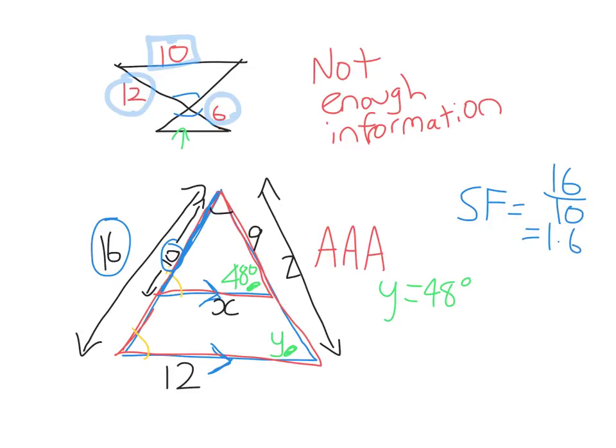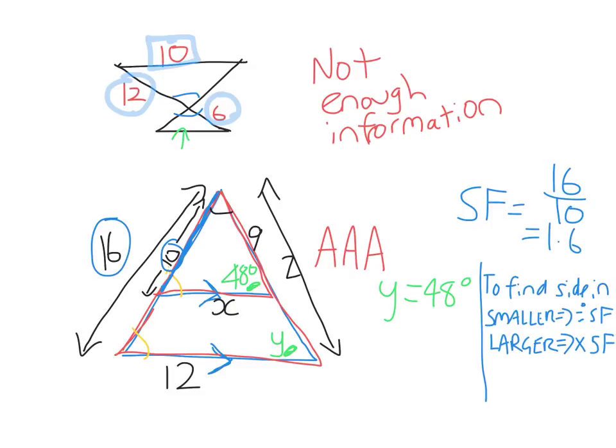So here is the rule for finding an unknown side in similar triangles. If you want to find a side in the smaller triangle, you divide by the scale factor. And if you want to find a side in the larger triangle, you times by the scale factor. Note here that X is in the smaller triangle. So what we do is we take its corresponding side, which is 12, and we divide by the scale factor 1.6. You can just put that on your calculator. You should get X is 7.5.